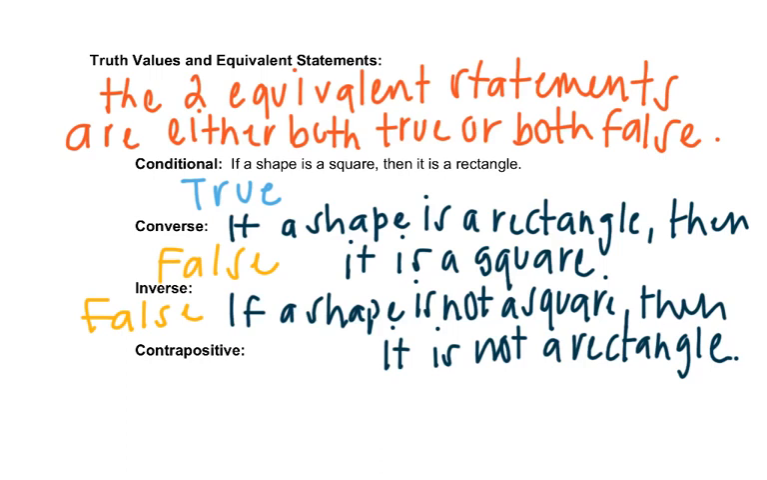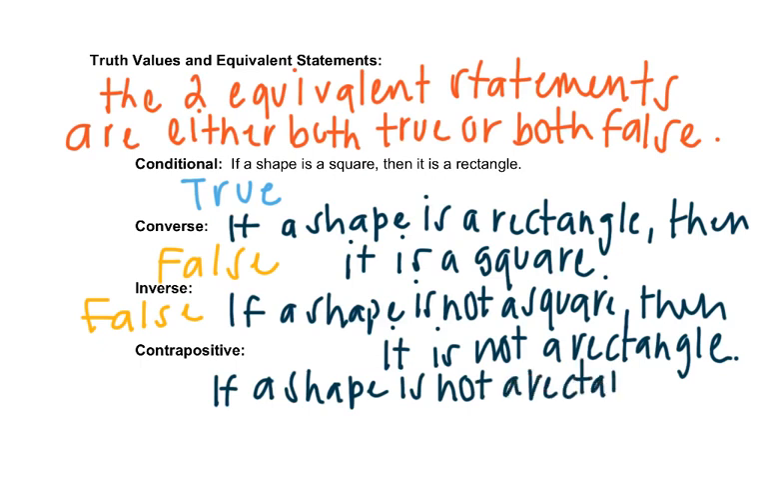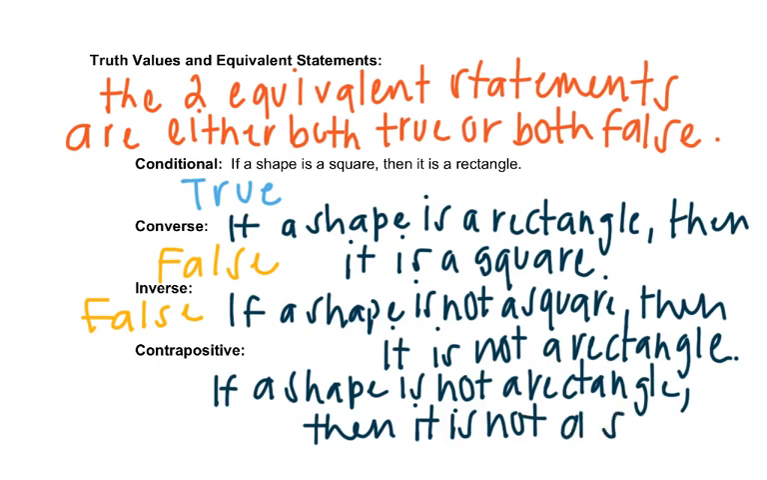Alright? And last is our contrapositive. And this is where we both switch and negate our conditional statement. So if a shape is not a rectangle, then it is not a square. And that is going to be a true statement.